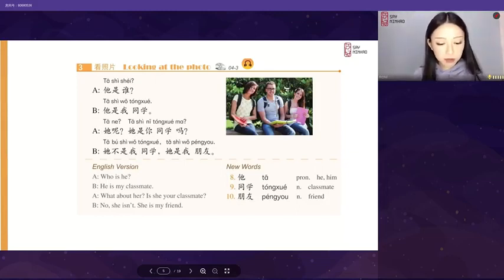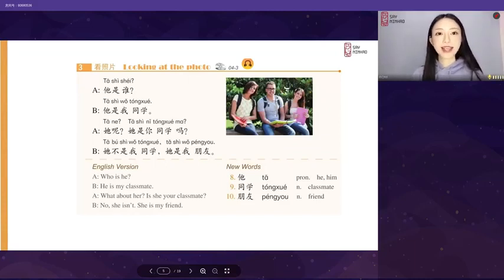Now let's move on to the text. I'm going to read it and please listen carefully. Okay, first one. 他是谁? 他是我同学。他呢? 他是你同学吗? 他不是我同学。他是我朋友.